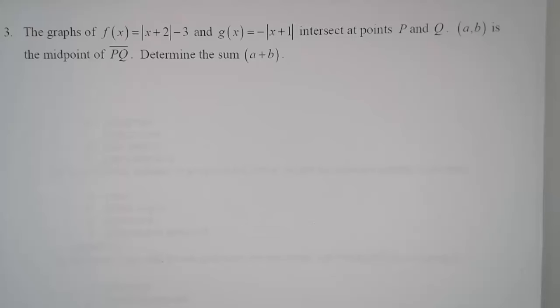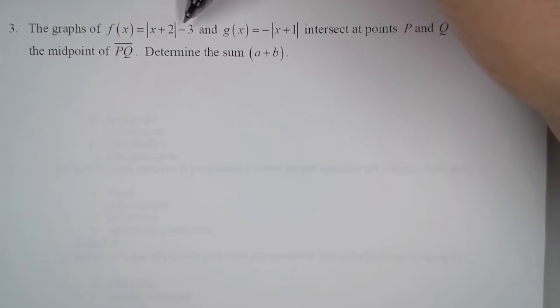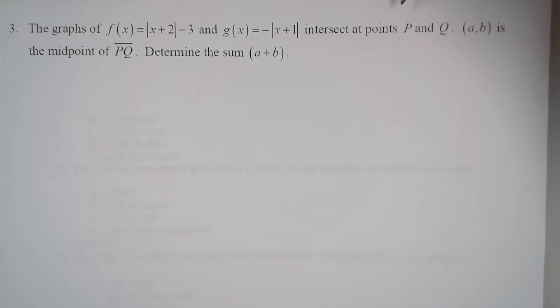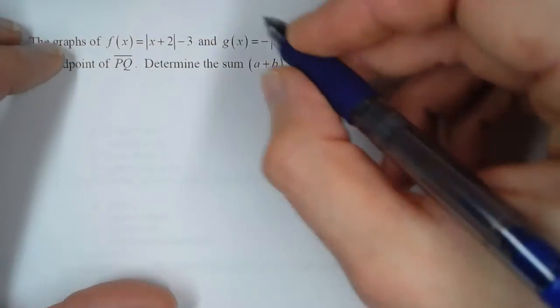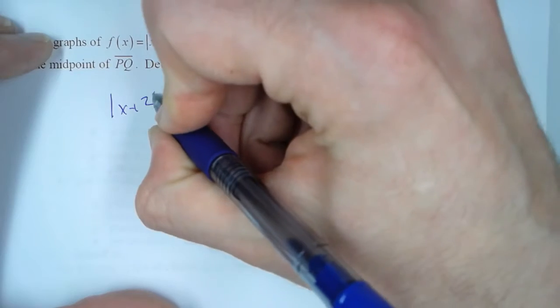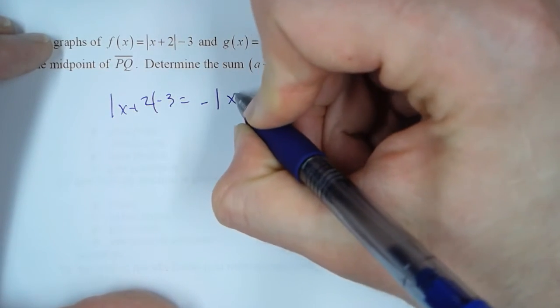In this problem, they give us that the graphs of f of x equals absolute value of x plus 2 minus 3 and g of x equals negative absolute value of x plus 1 intersect at points P and Q. AB is the midpoint of PQ, so we want to find the sum of A plus B. Well, if these two intersect, that means that these two are equal. So we have absolute value of x plus 2 minus 3 equals negative absolute value of x plus 1.